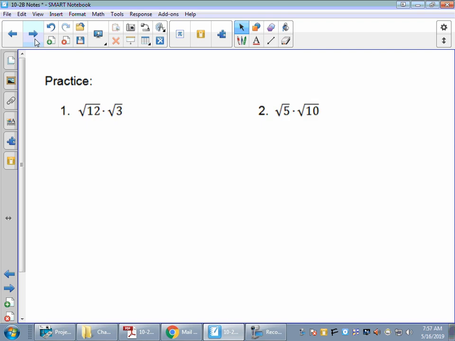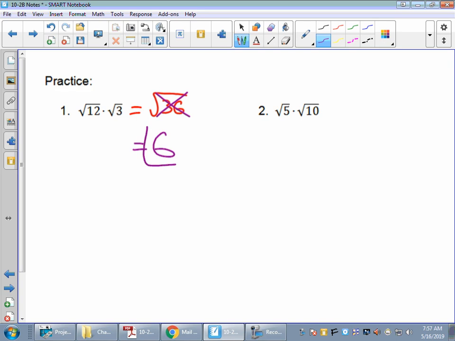Okay, so let's do some examples of that. This first one's pretty simple. You've got the square root of 12 times the square root of 3. If you multiply those, you get 12 times 3, which is the square root of 36. And of course, we know that simplifies to 6. That one was easy because it was a perfect square.